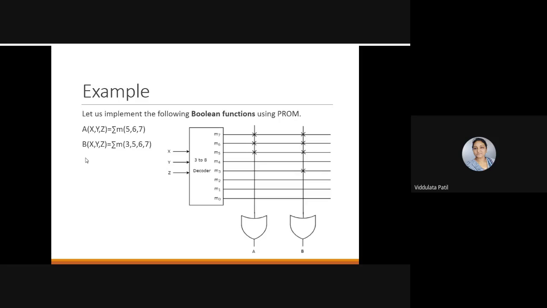What is meant by minterms? All of you have learned this in digital techniques.